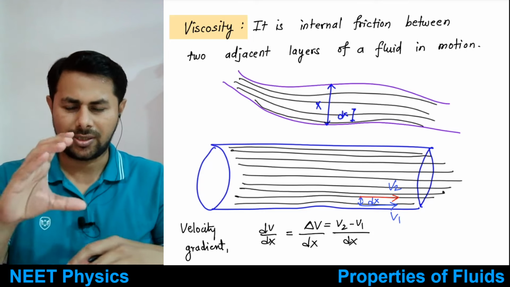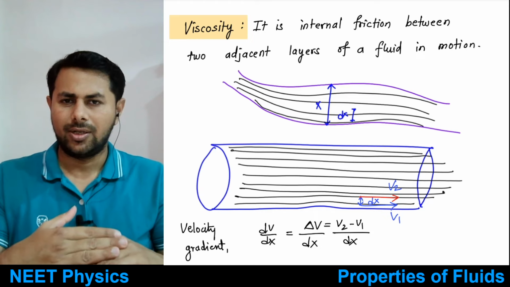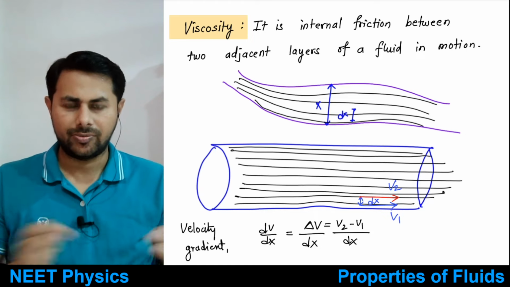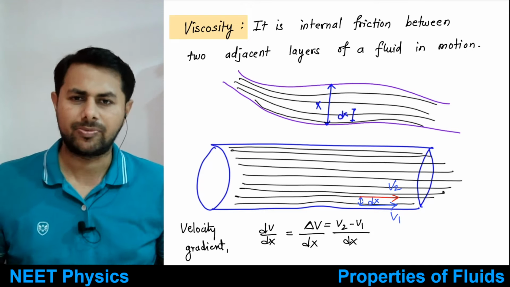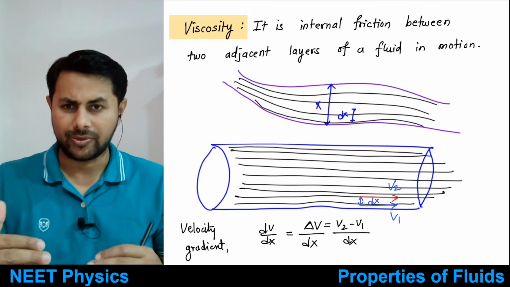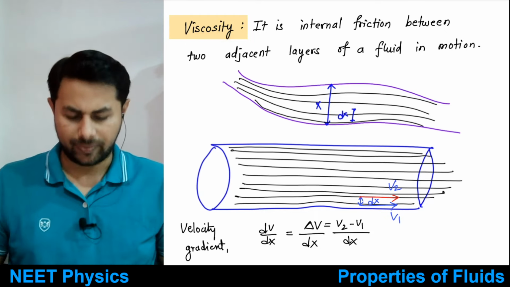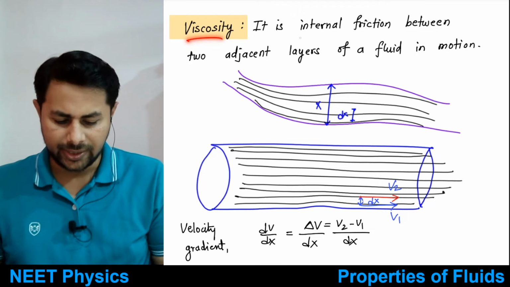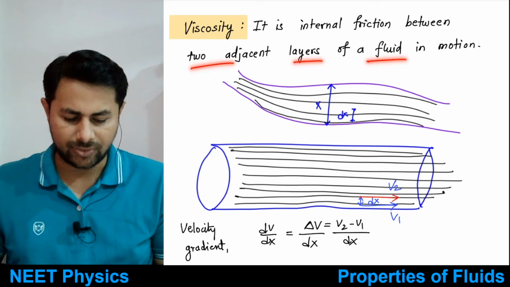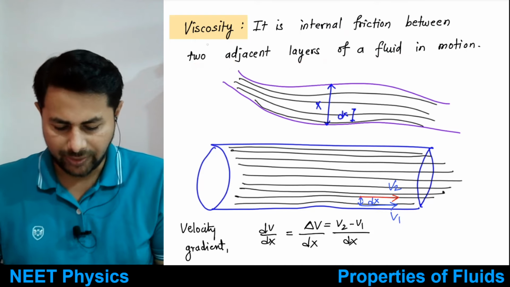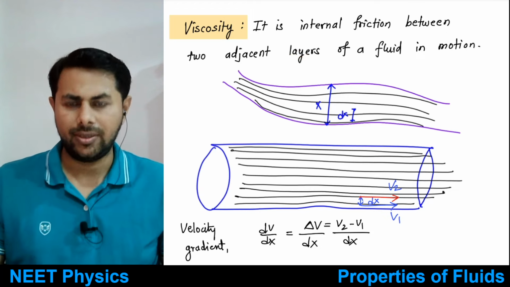Suppose you consider a block kept on a table and you want to move it. There would be a frictional force between that block and the table surface. Just like that, there is frictional force between different layers of a liquid or fluid also. That frictional force is known as viscosity. So what is viscosity? It is the internal friction between two adjacent layers of a fluid in motion.